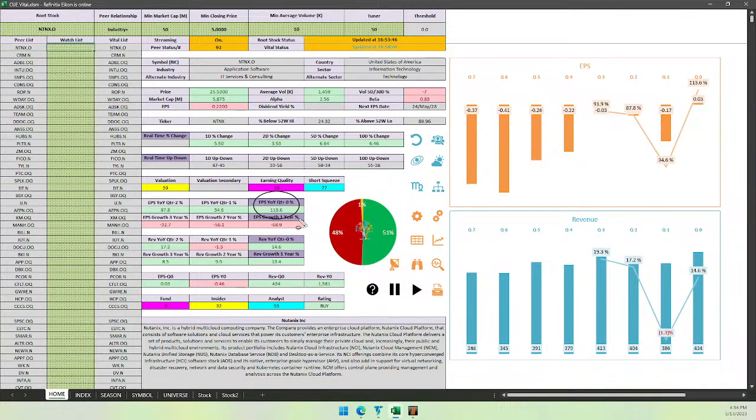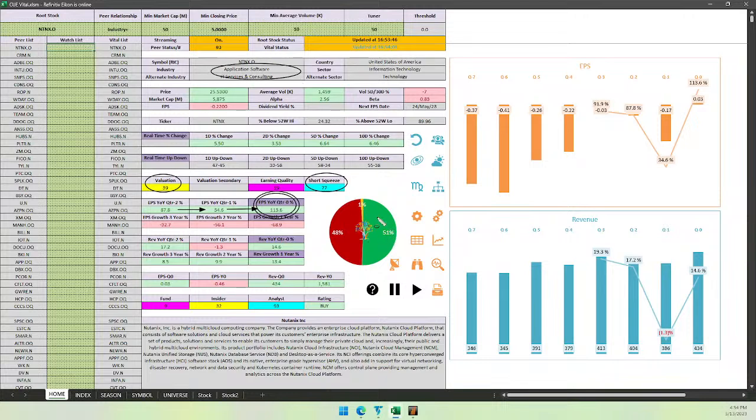It has high earnings growth and accelerating earnings growth. Valuation is medium, that's fine. We can buy either based on valuation or growth, in this case growth, and it has a short squeeze potential.